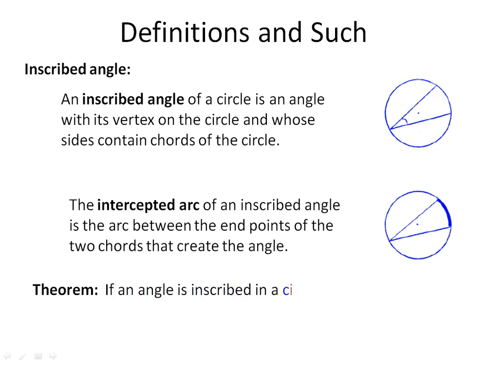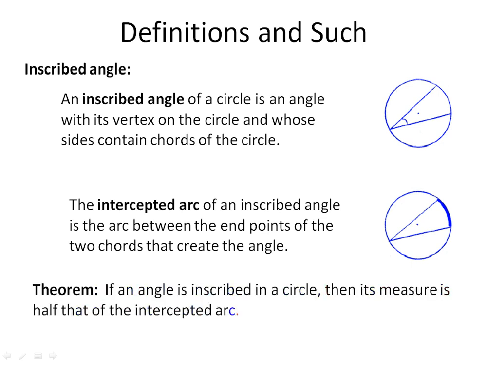The first theorem says if an angle is inscribed in a circle, and once again, inscribed means that the vertex of the angle is exactly on the circle, then its measure is half that of the intercepted arc. So if we know this arc, if we divide that by 2, it tells us the angle, or if we know this angle, if we multiply this by 2, it will tell us the arc.